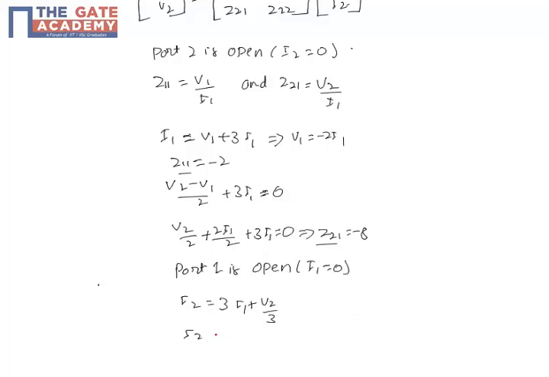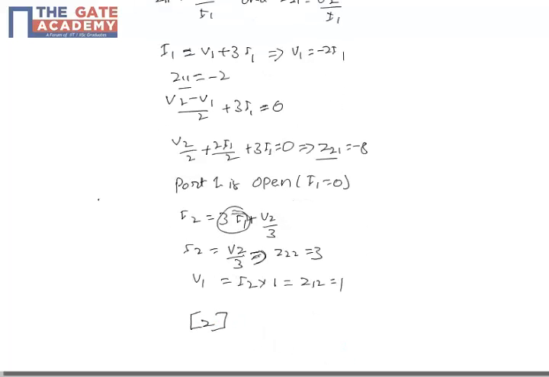Now from this we get I2 is equal to V2 by 3, which means this vanishes because I1 is equal to 0. Now from this we get Z22 is equal to 3. Now V1 is equal to I2 into 1. From that we get Z12 is equal to 1. So the Z parameters are minus 2, 1, minus 8 and 3.